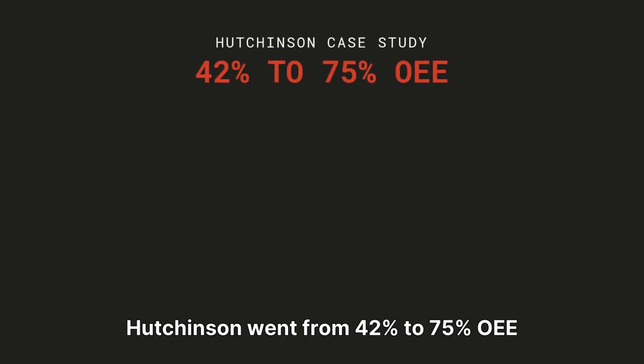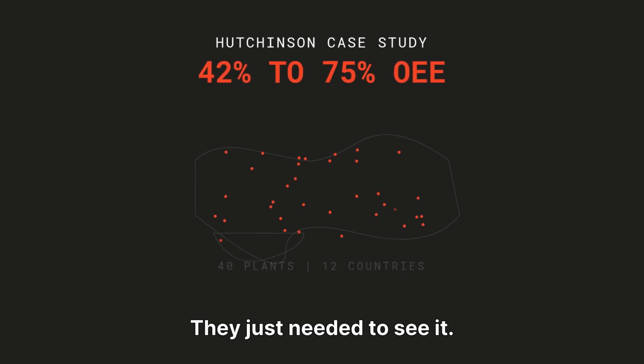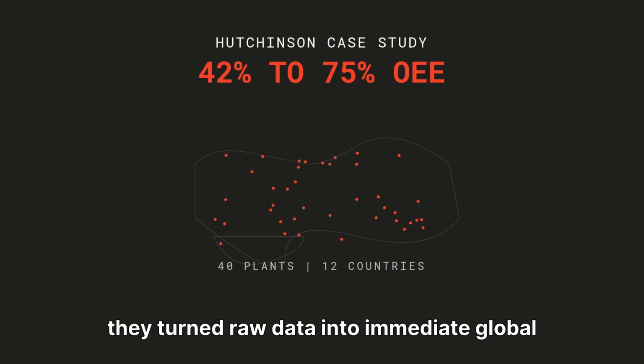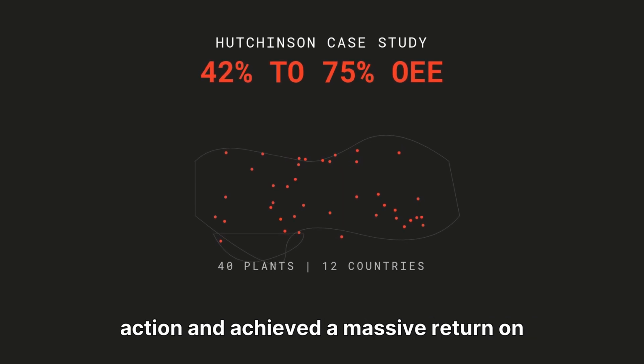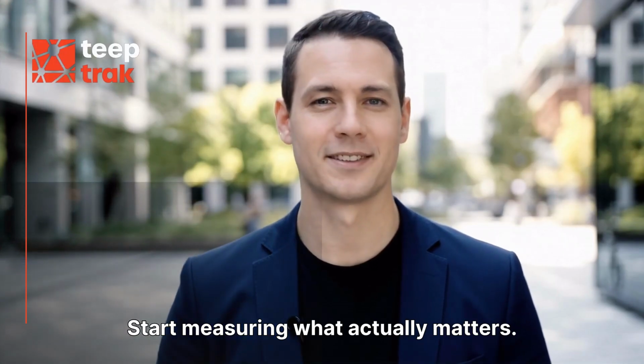Hutchinson went from 42% to 75% OEE across 40 plants in 12 countries. The data was always there. They just needed to see it. By digitizing their shop floor with TeepTrak, they turned raw data into immediate global action and achieved a massive return on investment. Start measuring what actually matters.